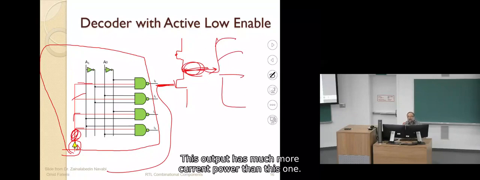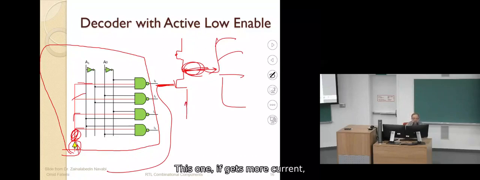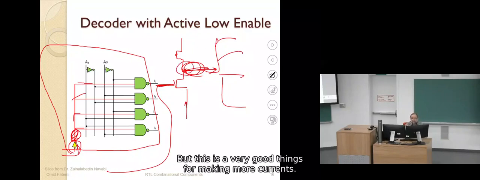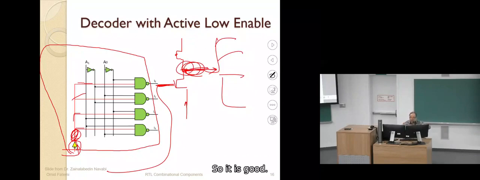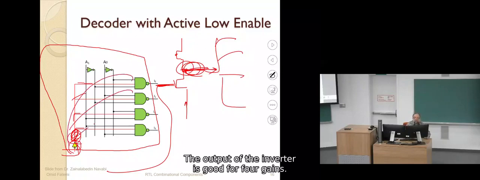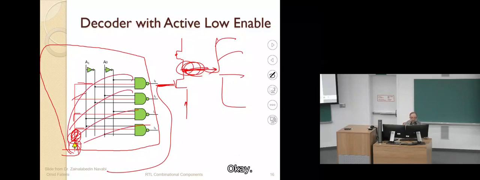This output has much more current power than this one. If this one gets more current, the delay gets more. But this is a very good thing for making more current. So the output of the inverter is good for 4 gates. We don't worry about the delay here. I cannot explain more because we need to go to the transistor level and so on.